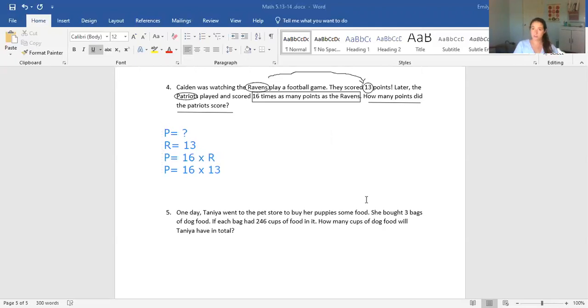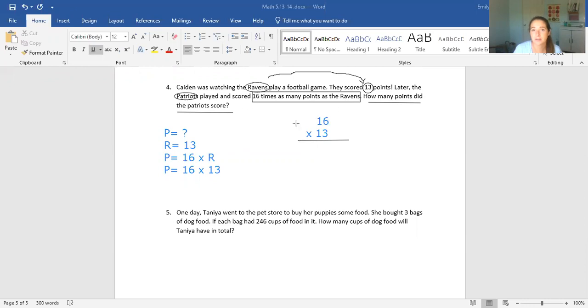So what do we need to do to solve this problem? 16 times 13. Now you can do this any way, whichever way you choose. I'm gonna do this one the traditional way, just to do a little practice on it. But if you wanna do the area model way, that is awesome. I think you should. And I will tell you the answer so you know if you got it right or not.